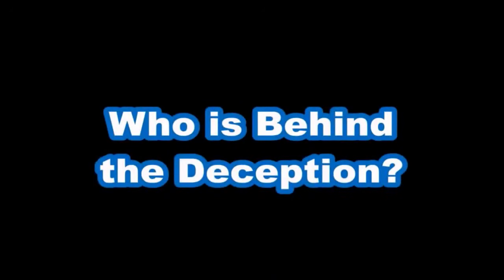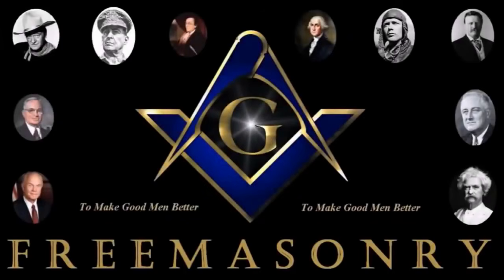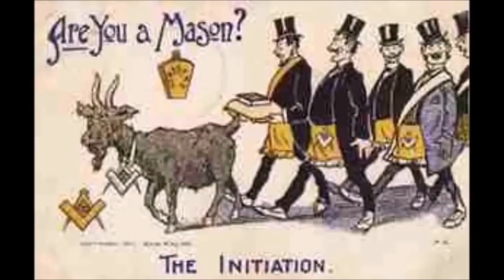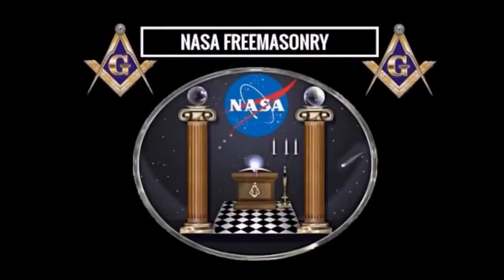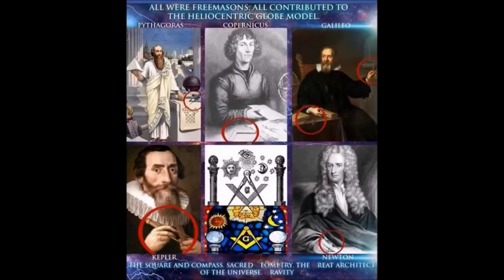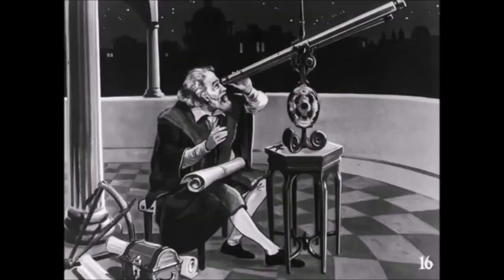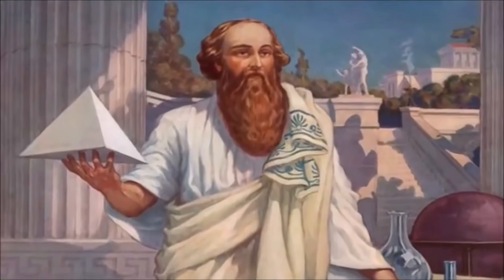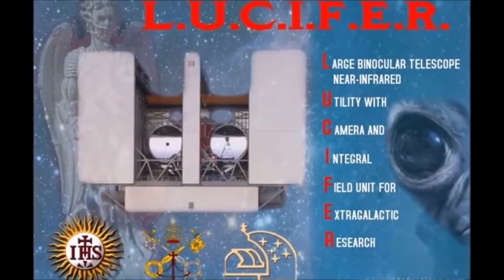Who is behind the deception? Freemasonry is the world's largest and oldest secret society, ranging up to 5 million members across the planet. NASA is full of Freemasons and run by them, and most of the heliocentric scientists throughout history were Freemasons, such as Newton, Galileo, Copernicus, and even Pythagoras was touted as one of the first Freemasons. The Jesuits and the Vatican own and fund almost every major telescope in the world, including one they call Lucifer.